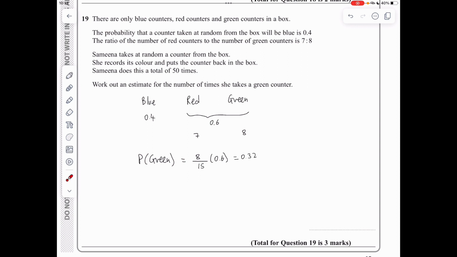And now, bearing in mind that this process is repeated 50 times, to find the expected number of times of getting a green counter, I'll be doing 0.32 times 50, which turns out to be 16 times that we expect to get a green counter.